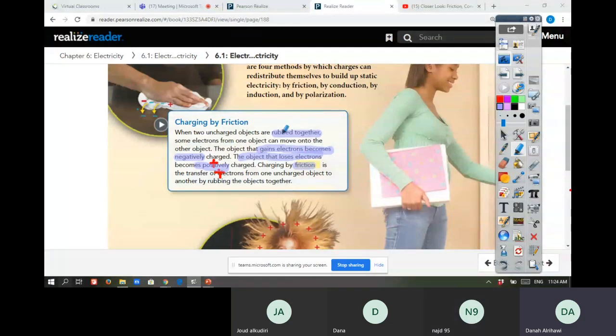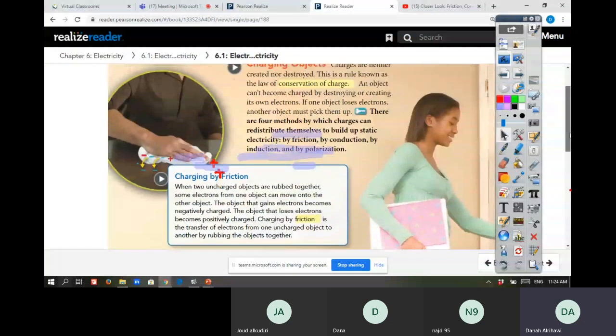Friction and rubbing mean to rub two objects together. I forgot to highlight with you here the conservation of charge. The charge is neither created nor destroyed. It is just transferred from one object to another object. One object loses electrons, another object must pick them up. So the electrons are not flying away or destroyed, they just transfer from one object to another.